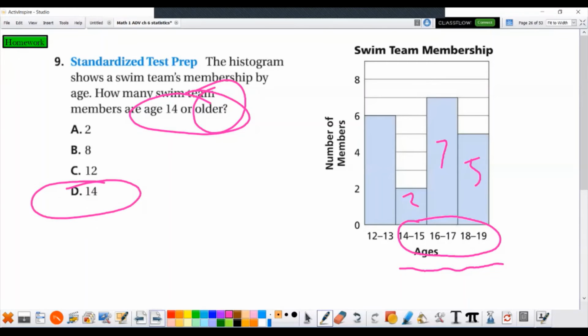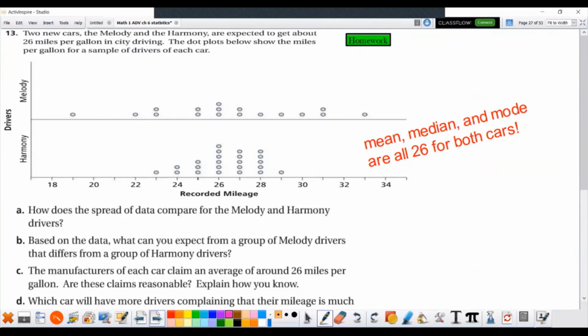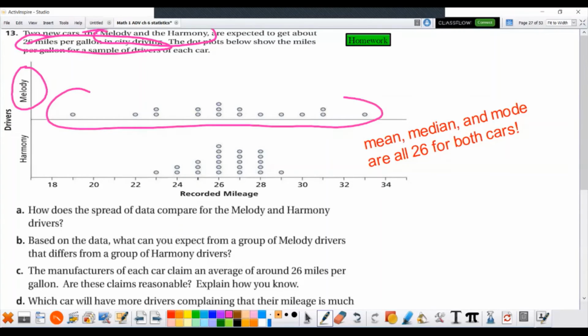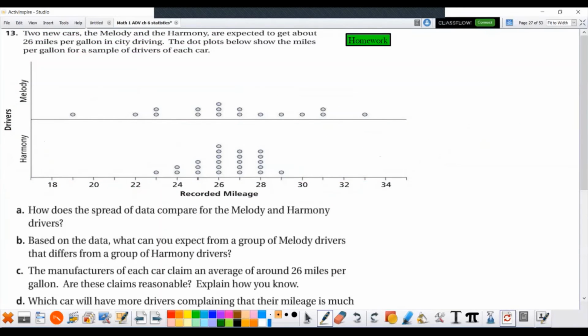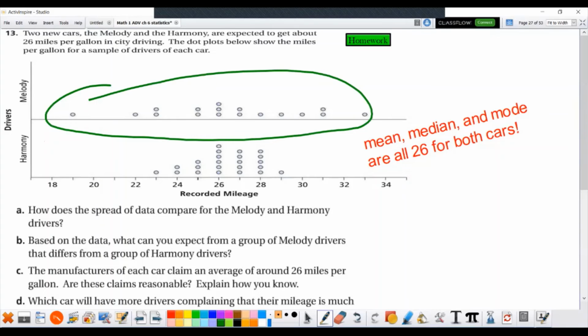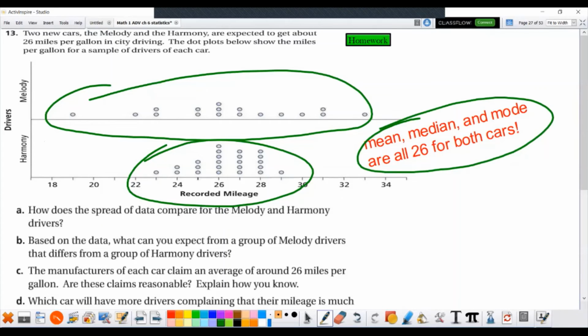Okay, next one. And here's the graphs of 2 cars. It says there's 2 cars, the Melody and the Harmony. They are both expected to get 26 miles per gallon. Here's the Melody car, and here are all the dots representing all the gas mileages. Here's the other car, the Harmony, and its gas mileages. What's interesting about this problem is that whether you look at this car or this car, the mean, median, and mode are all 26 for both cars.